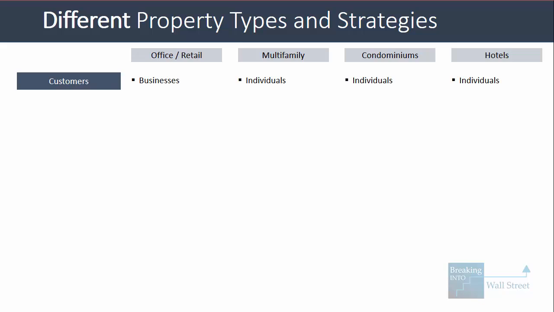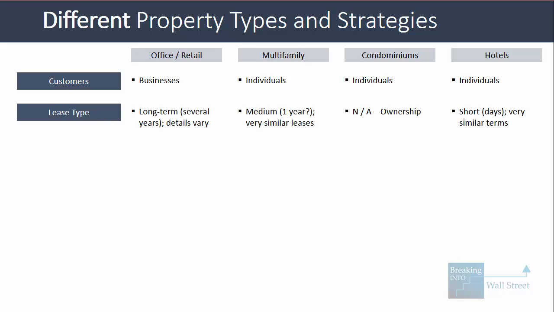Customers: office, retail, and industrial is primarily business customers, and everything else is primarily individuals. With the lease type, not only do office, retail, and industrial properties tend to have the longest leases, but they also vary quite a bit. The individual terms can be significantly different between the different customers, depending on their creditworthiness, their reputation, how long they've been around as companies. With multifamily, the leases tend to be quite a bit shorter, a year's standard length.